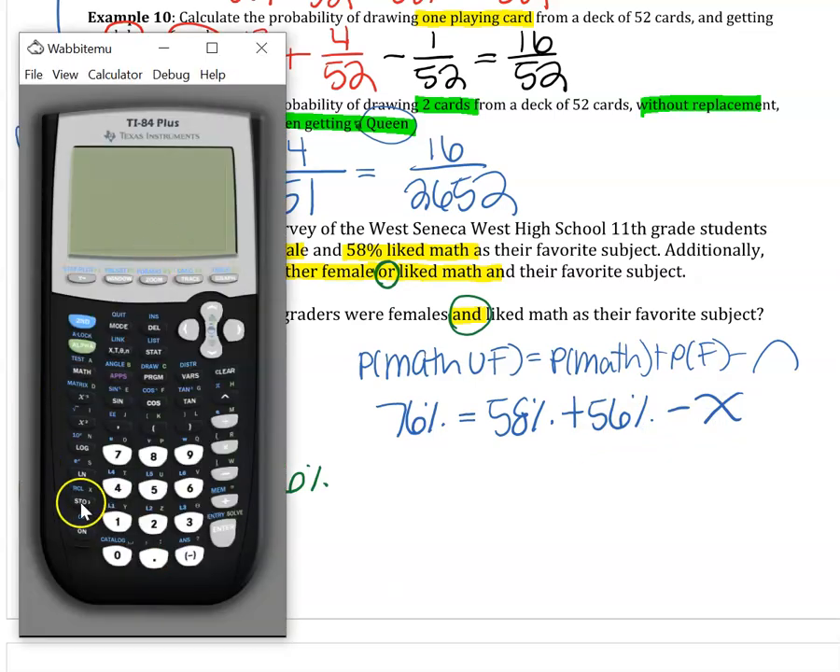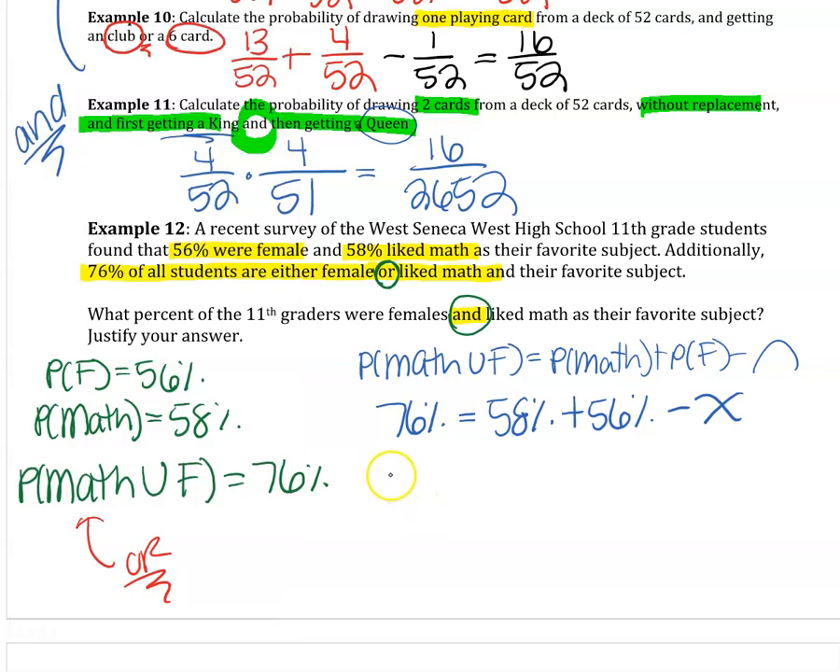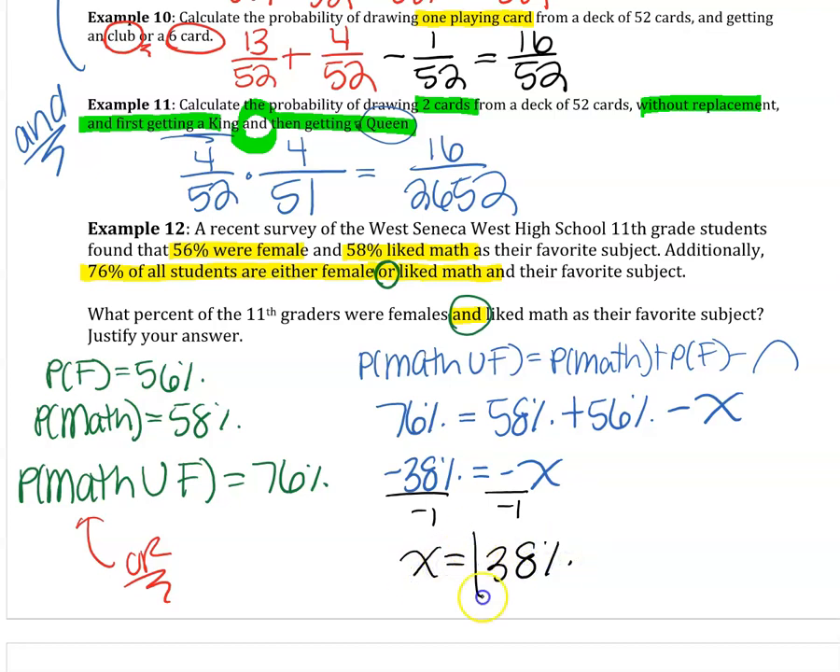So if I grab my calculator, 58 plus 56 is 114. So then if I do 76 minus the 114, that'll give me negative 38. Now keep in mind that equals negative x. You want to solve for x. So we divide by negative 1, and that means x, which is our and, is a positive 38%, and that's your answer.